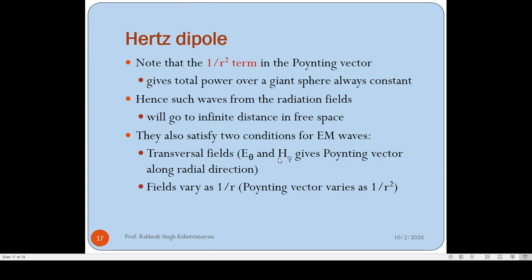So the minimum bare necessities for electromagnetic waves are satisfied by these far fields from the Hertz dipole. One is that it has E theta and H phi components which are perpendicular to the direction of power flow. The Poynting vector is along the radial direction, because the cross product of E theta and H phi is a vector perpendicular to both E theta and H phi, that is the radial direction. In other words, we have transversal fields for the Hertz dipole, which is supplied with a time-varying current.